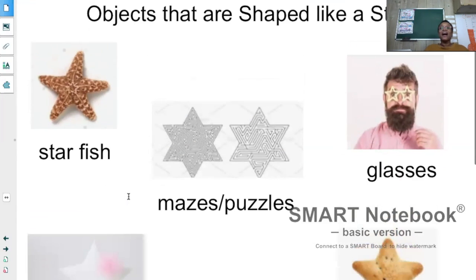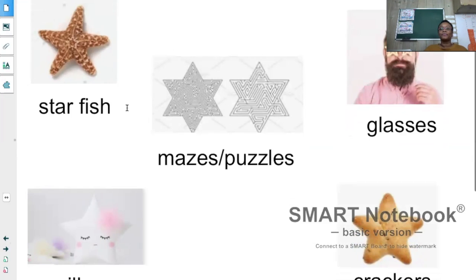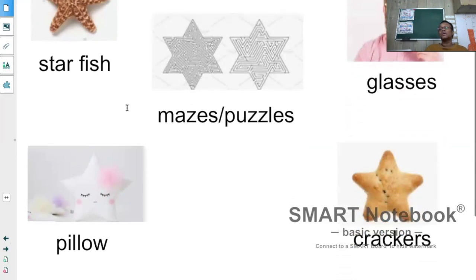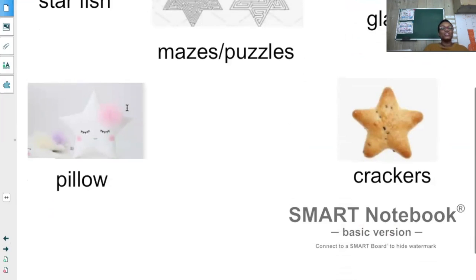So these are things that I thought of that were shaped like stars. What I'd like you to do is pick one thing that I thought of here on my list, and add that to your tree map. So starfish, mazes or puzzles, glasses, pillow, and crackers. Pick one and add that to your list.